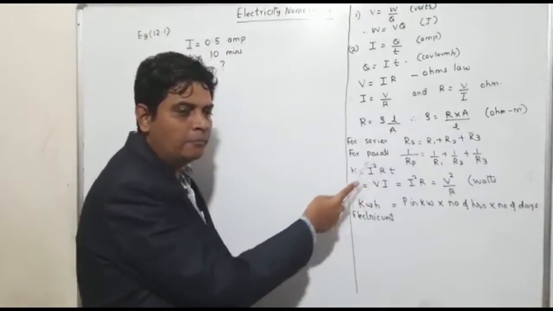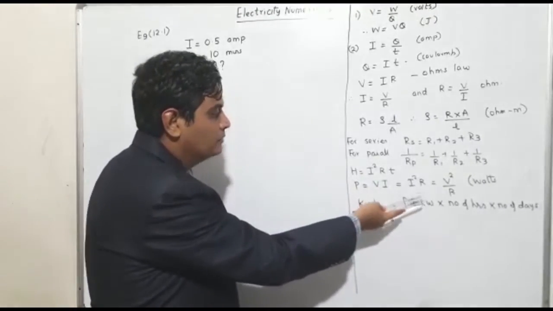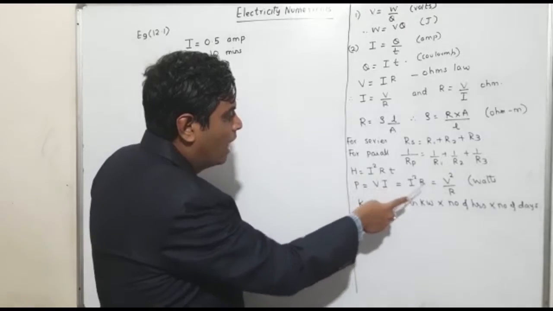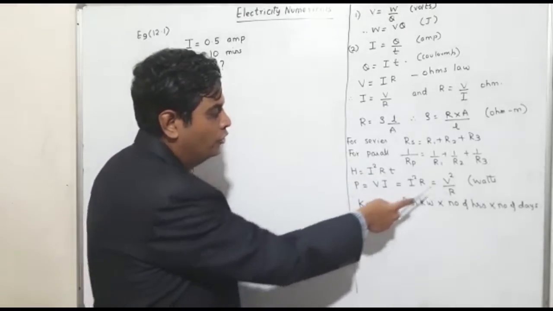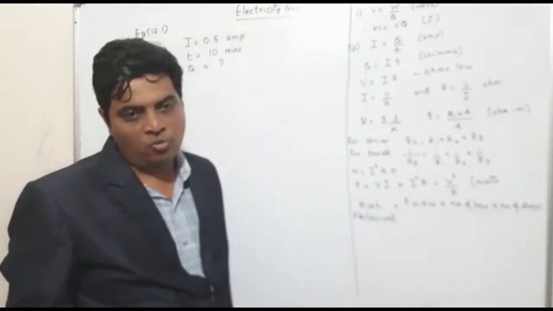Power will be heat upon time. So I square RT upon T, it will be I square R. If we substitute the value of I into R is equal to V, you get VI, or you get the same as V square upon R. So this is again one important type of formula.